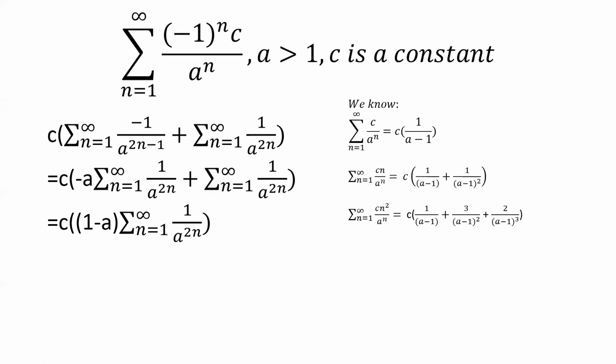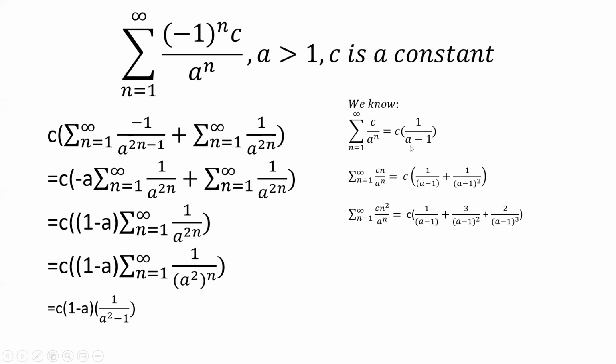And we really like that because we have established facts from my very first video. And here we can see that we're dealing with the very first case, a constant over some a to the n power. In our case, the a is actually a squared. And so when we plug in our constants of c times 1 minus a for the c and the a squared for a, we end up with that substitution.